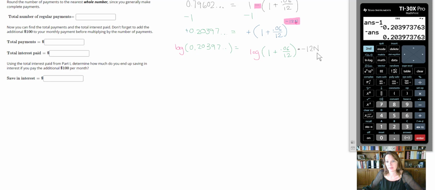To solve for n at this point, we can actually use division to isolate the n. So we're going to divide both sides by the log quantity, as well as the negative 12. I like to do this all at once. If I divide by negative 12, it gets rid of the negative 12 next to the n. And I'm also going to divide by the logarithm of 1 plus 0.06 divided by 12. I'm going to do that to both sides of the equation.